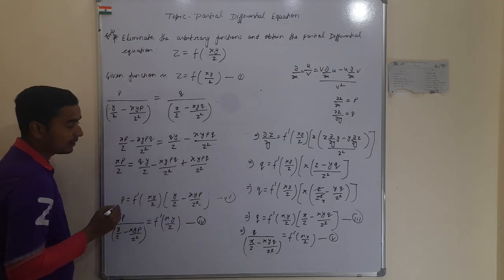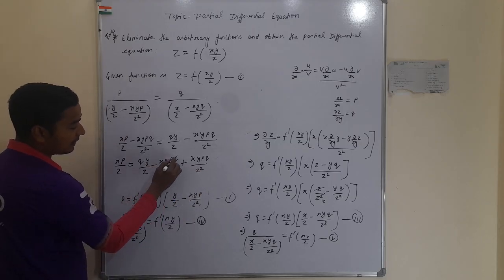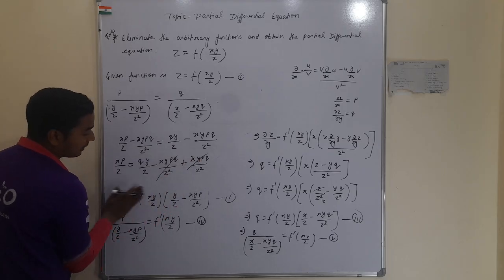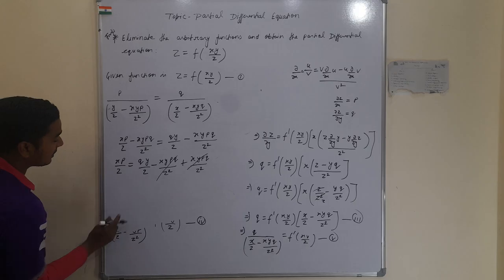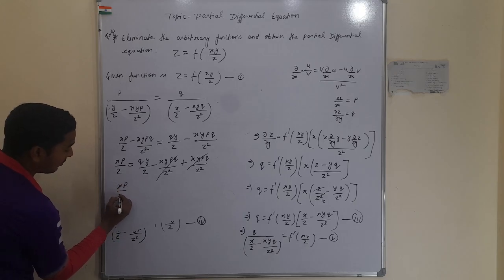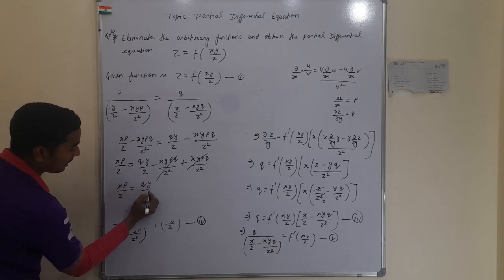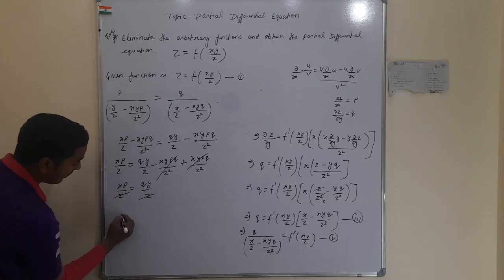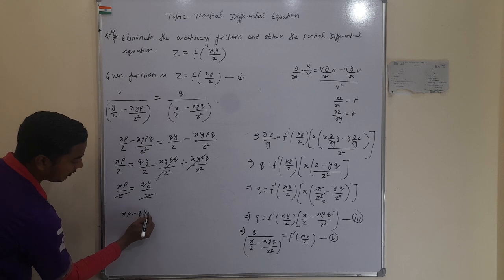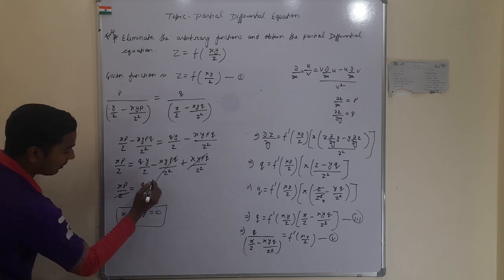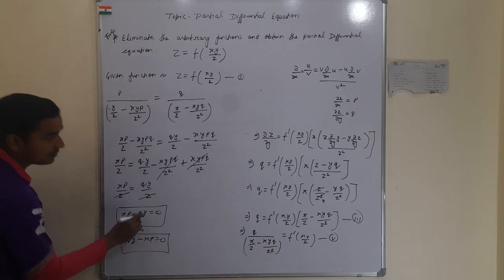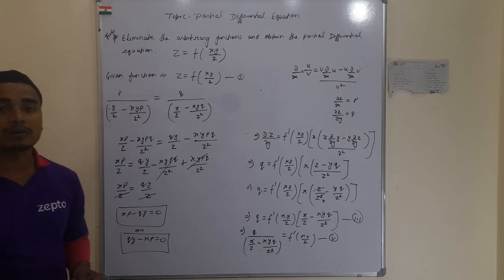So we cancel out here: xy pq upon z square is minus and xy pq upon z square is plus, so these terms cancel. Then remaining is xp upon z is equal to qy upon z, and z to z also cancels out. So we write xp minus qy is equal to 0, and we can also write this as qy minus xp is equal to 0, and this is the required solution of the given problem. Thank you class, and thank you for watching.